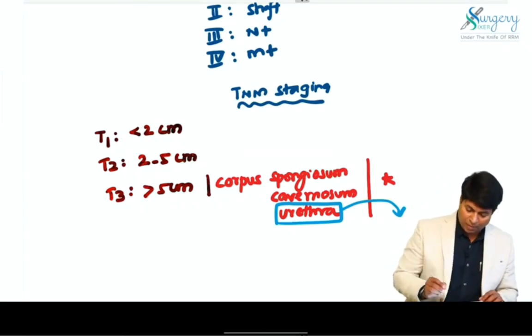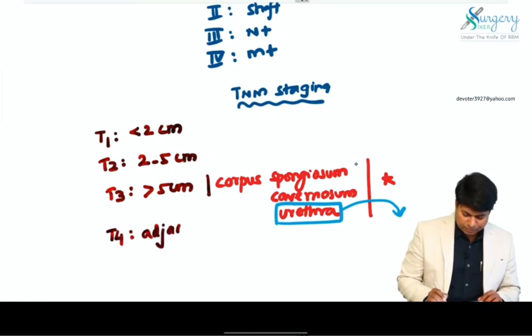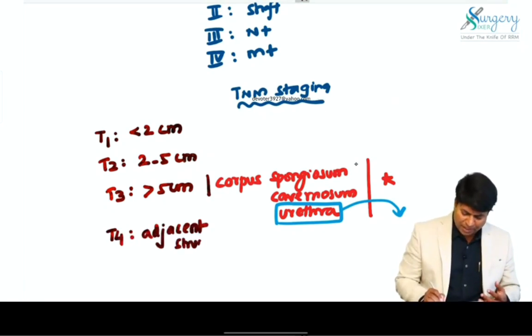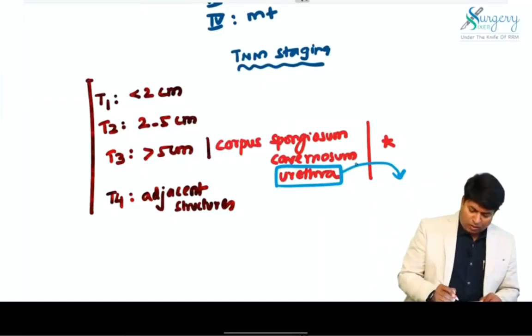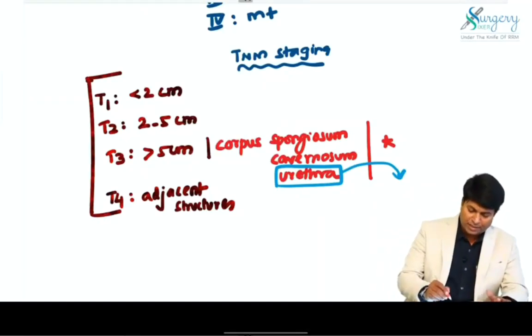And T4 is involvement of adjacent structures like scrotum. That's gone to adjacent structures like scrotum being involved. All those things are adjacent structures. So involvement in adjacent structures. Okay. T1, T2, T3, T4. Don't forget this. And coming to N1.